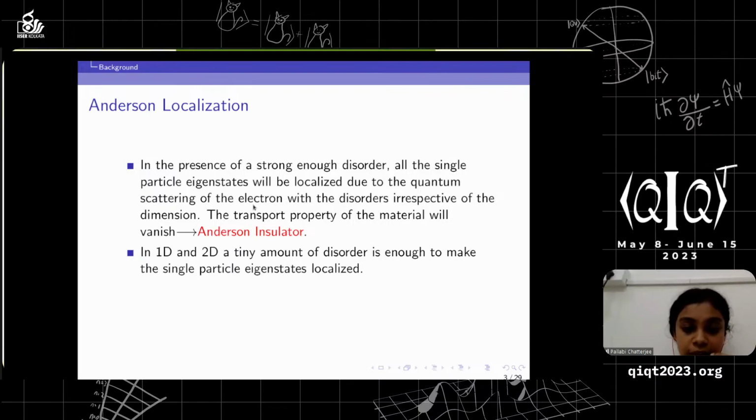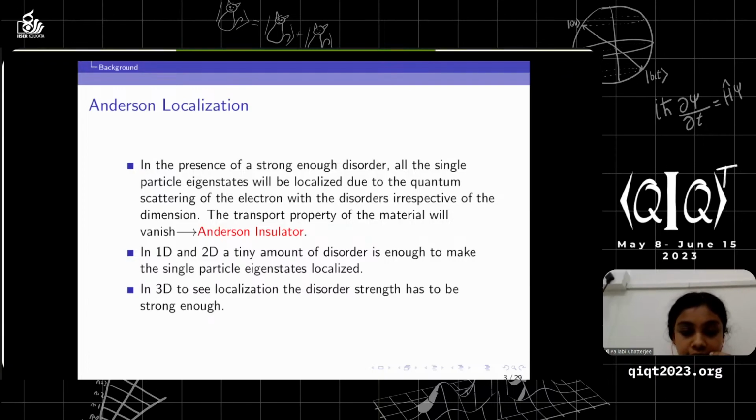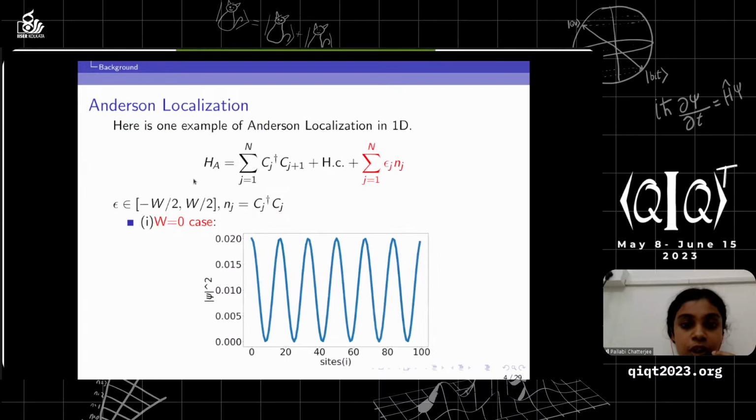But one can show that in 1D and 2D, even if the disorder strength is small, one can get the single particle eigenstates as localized. And in 3D, in presence of a teeny amount of disorder, the delocalized states are also present. To see the localization, we have to give a very strong disorder in 3D. Now here is one simple example of Anderson localization in 1D.